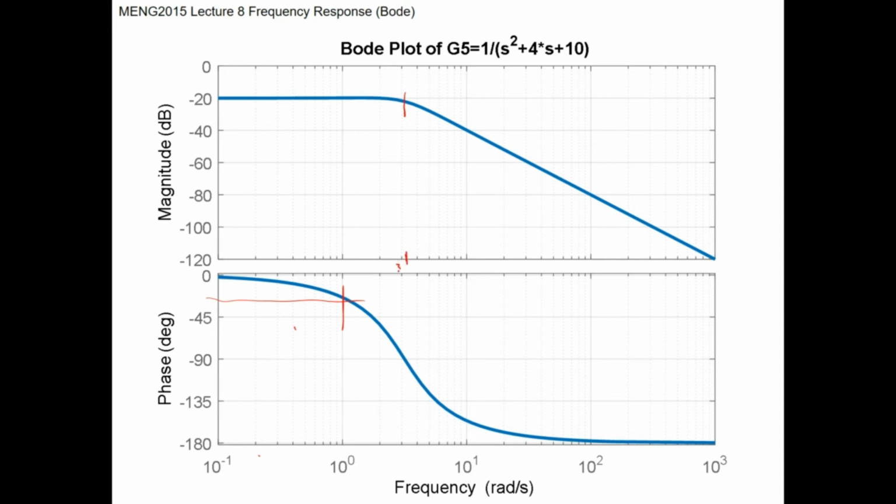This is 3.16, right? So up until the natural frequency, we have 0 on magnitude, and then it comes down at minus 40 decibels per decade. This is 1 decade here after the corner frequency. This is another decade here. And each decade we go down minus 40 decibels per decade. Right, and this is around omega n here.